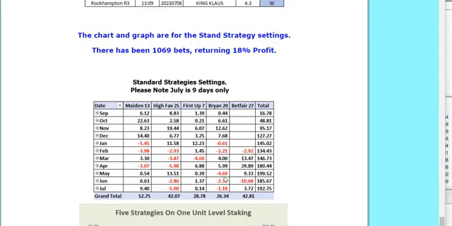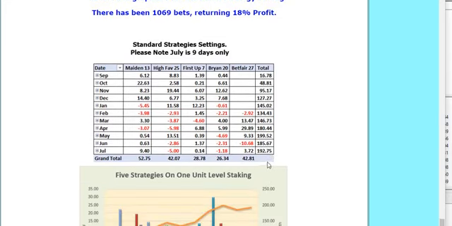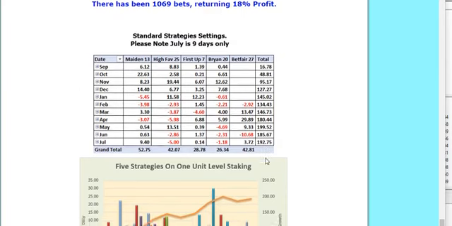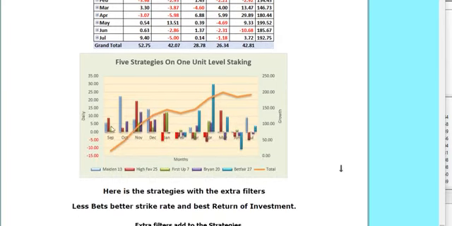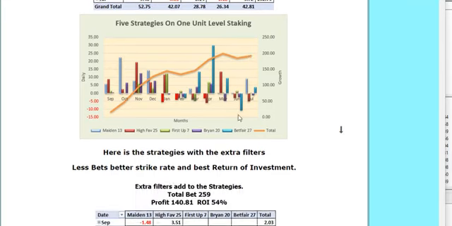So you can see there, it made 192 units on $1. So if you're using a $1 unit, flat level staking would have made $192. If you're using a $5 stake, it would have made about $800 over those 10 months. Or $10 stakes, of course, nearly $2,000. And here you can see the different colours are the different strategies, and the orange line here is the profit line of the 5 strategies combined.